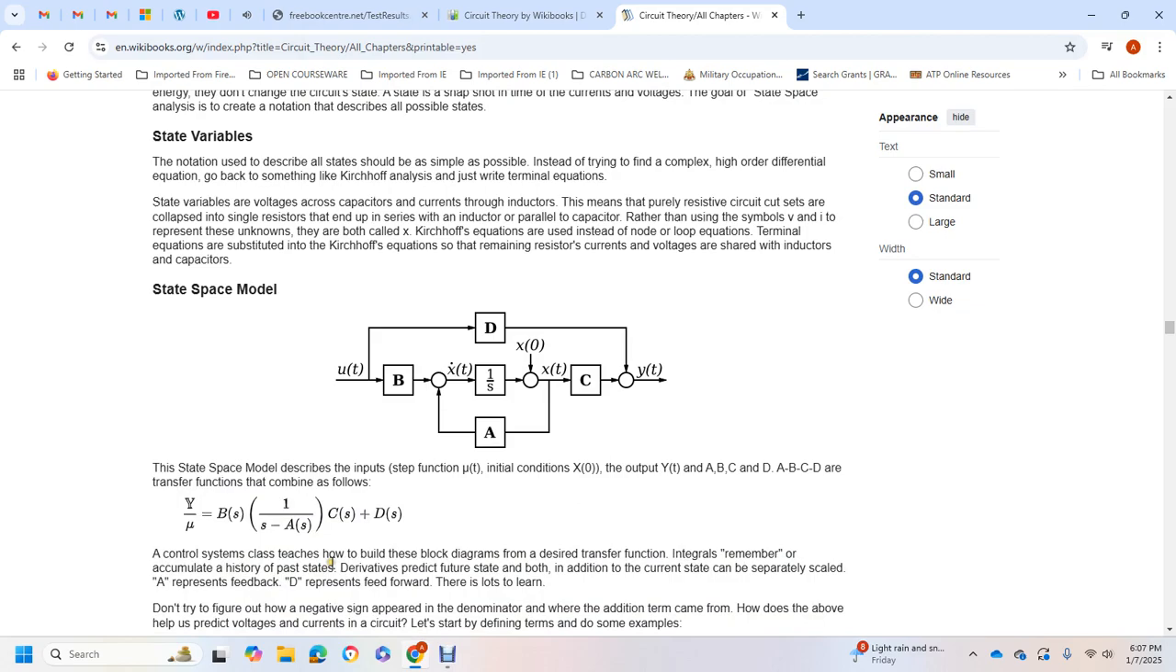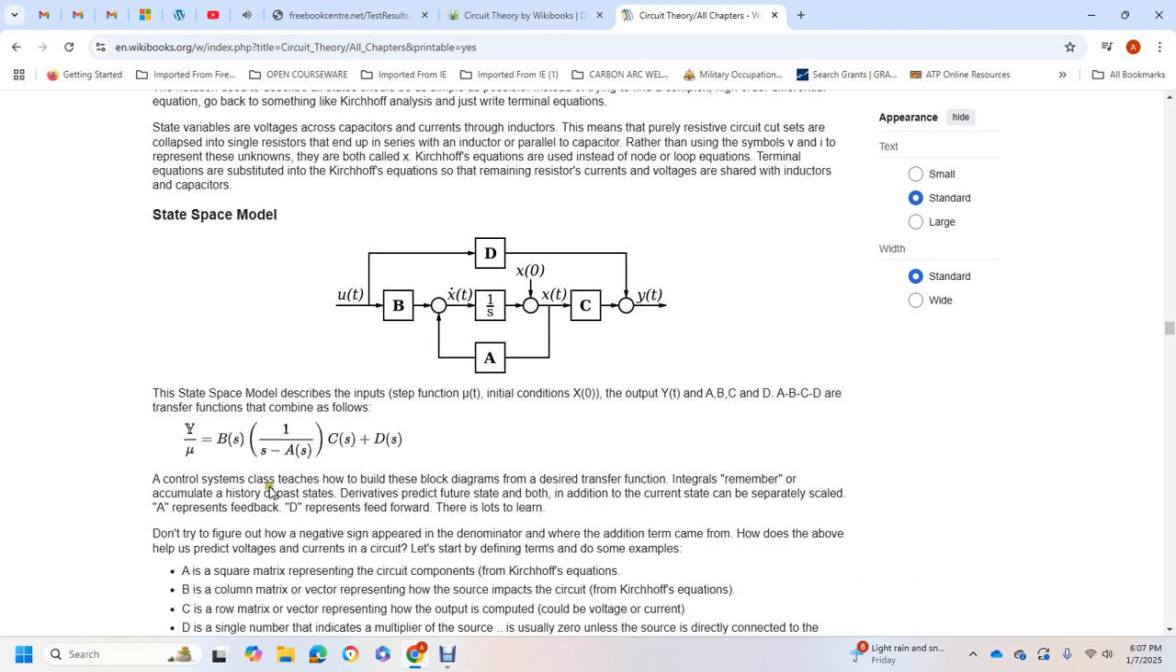State space model. The state space model describes the input step function, initial conditions, output y, and the matrices A, B, C, D. The transfer function combines these, as a control systems class teaches us how to build block diagrams. Integrals remember the accumulated history of past states, and derivatives predict the future state. Both are added to the current state, separately scaled, with A representing the feedback and D representing the feed forward. This is a lot to learn.